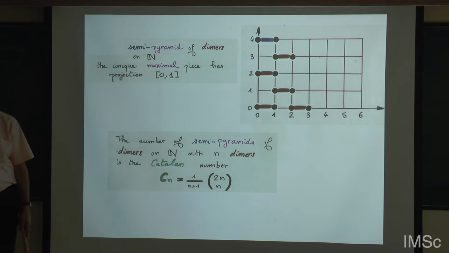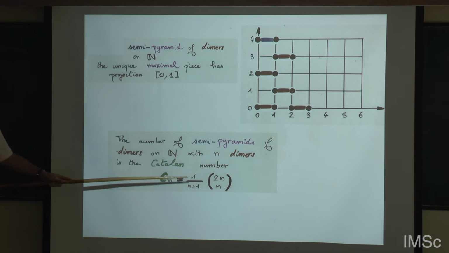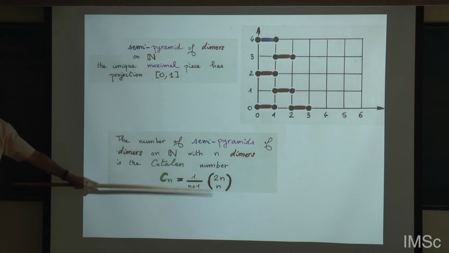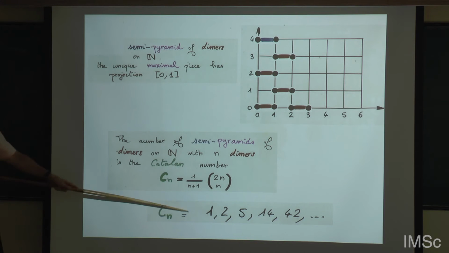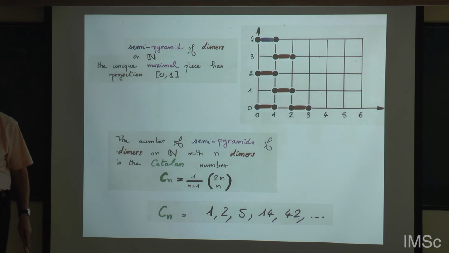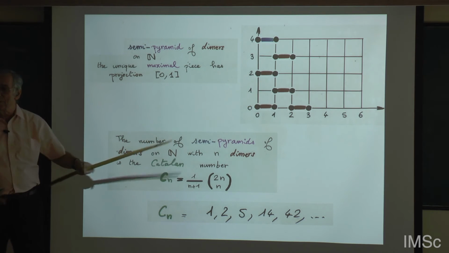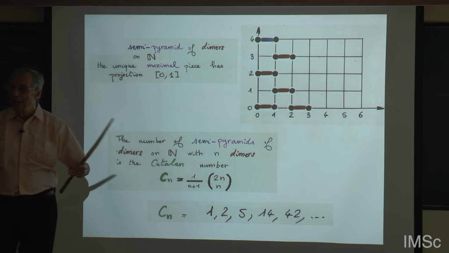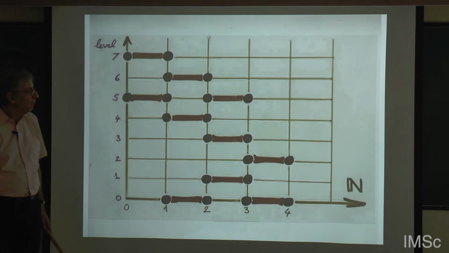And the Catalan numbers, of course, appear many times everywhere. So they appear again. The number of semi-pyramids with n dimers is exactly the very classical Catalan number, 1 over n plus 1 times the binomial coefficient 2n choose n: 1, 2, 5, 14, 42, etc. The generating function is an algebraic function. It satisfies an equation of degree 2. It's easy to prove that this is the Catalan number. You can decompose this into a product of something, and you can get the quadratic algebraic equation of the Catalan numbers from this picture.